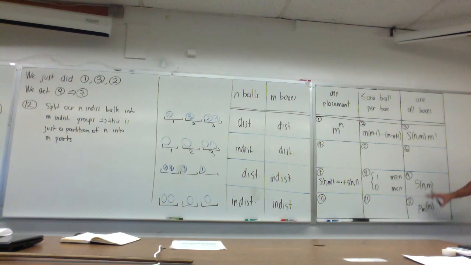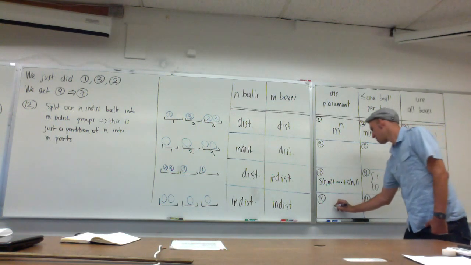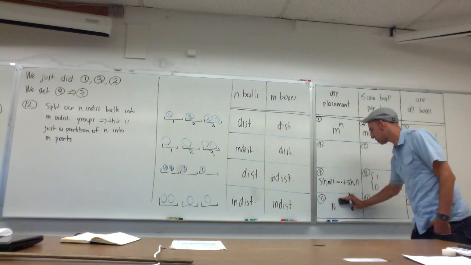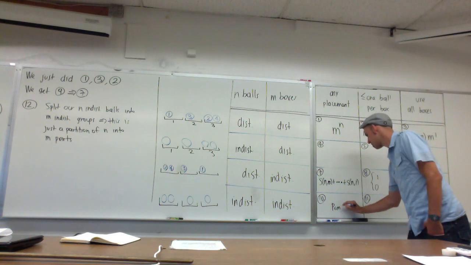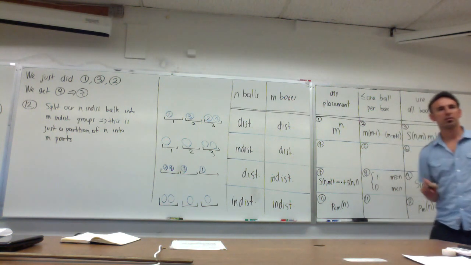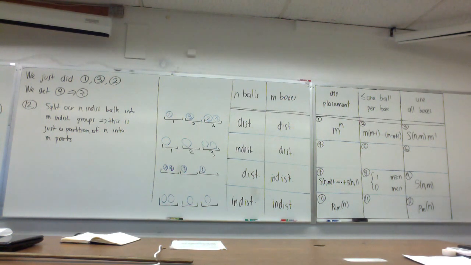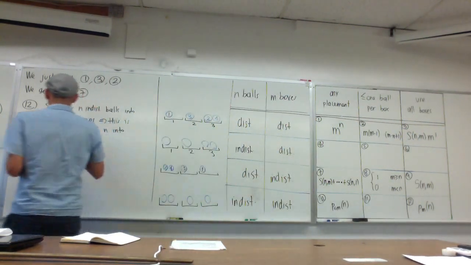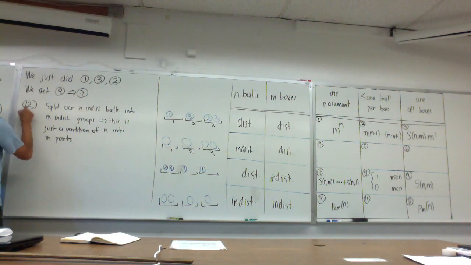And similarly, if I don't have to use all boxes, then I get a partition of n into, at most, n parts. So we call this like this. So if I now do 10, which is into at most m indistinguishable groups, then I get partitions of n into at most m parts.